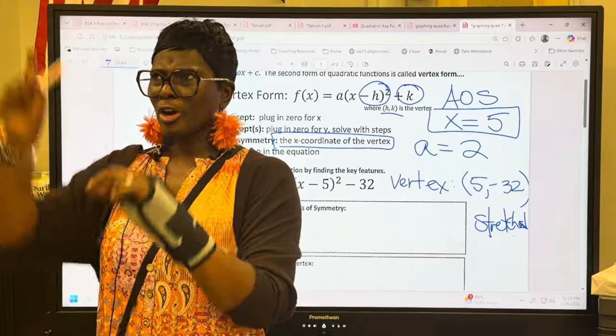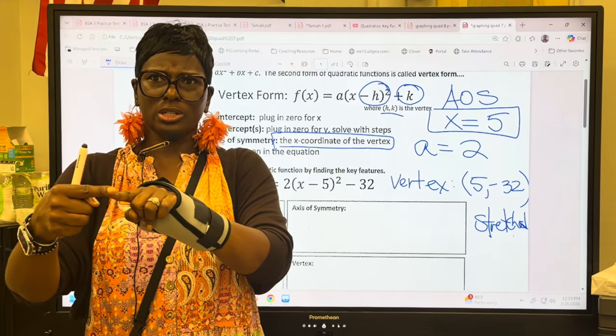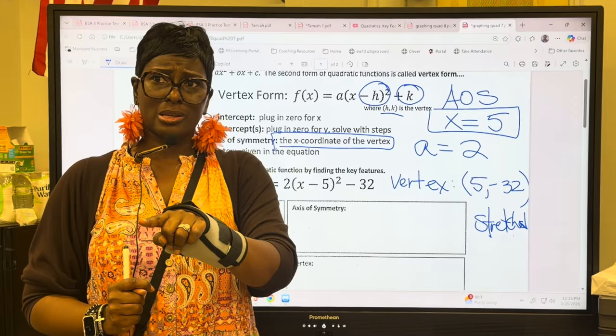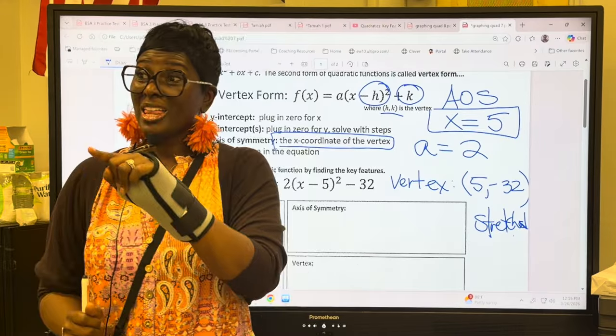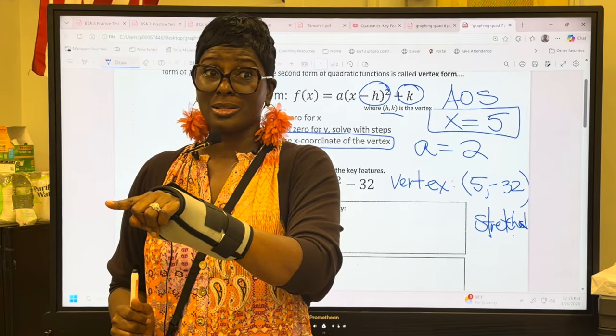Think about it. The vertex starts on the origin. What is our vertex? 5, negative 32. What does that tell me? Did it move left or right? Left.